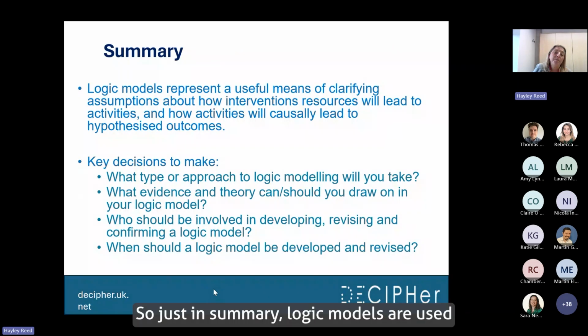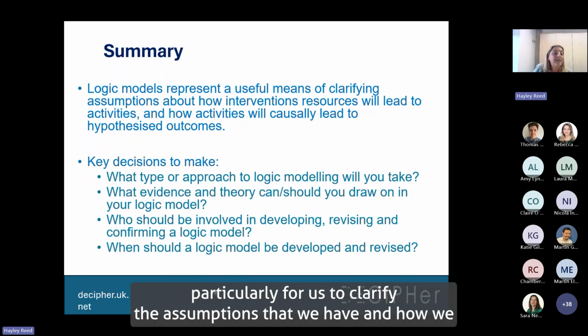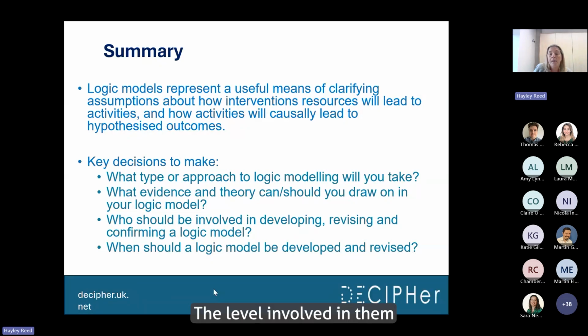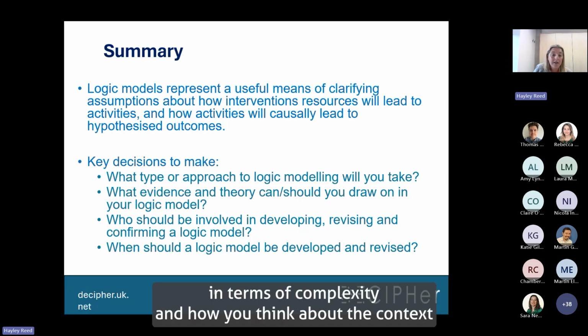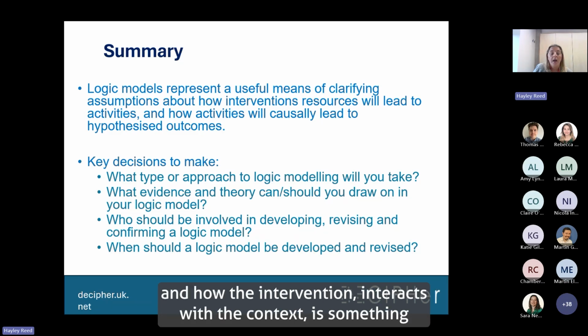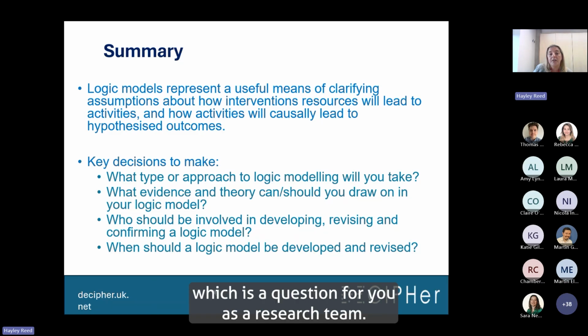So just in summary, logic models are used as a visual representation, particularly to support us to clarify the assumptions that we have and how we think interventions work, how they get from their resources and lead to outcomes. The level of complexity you involve in them, and how you think about the context and how the intervention interacts with the context, is a question for you as a research team.